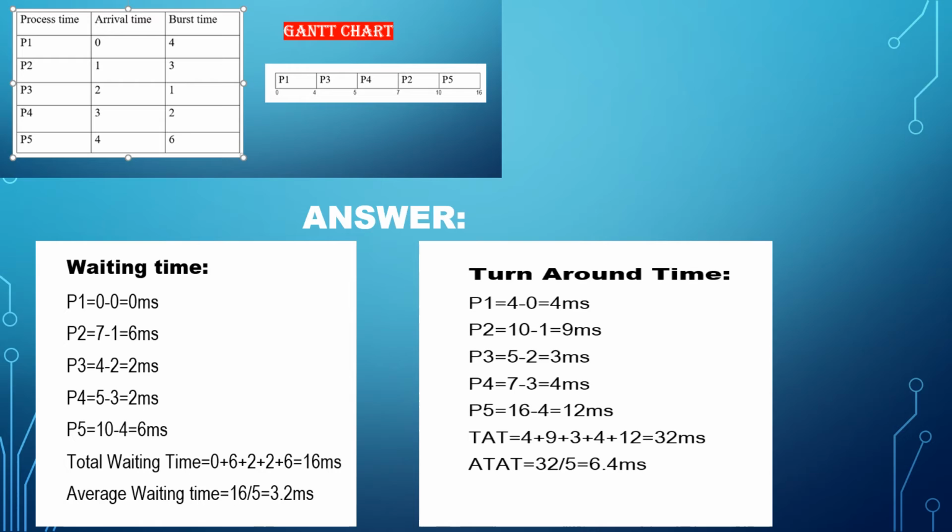Let us calculate the total turnaround time, that is 4 plus 9 plus 3 plus 4 plus 12, which is equal to 32 milliseconds. And the average turnaround time is 32 by the total of 5 processes. So 32 by 5 is equal to 6.4 milliseconds.